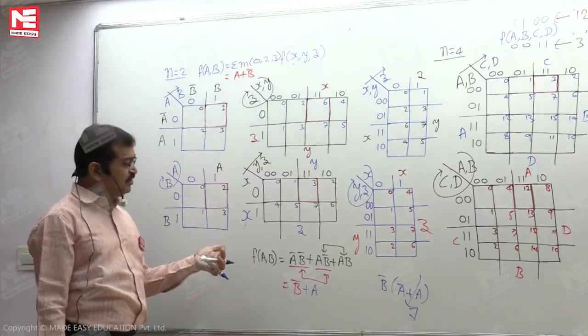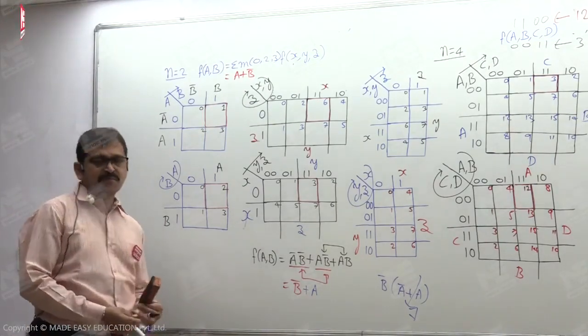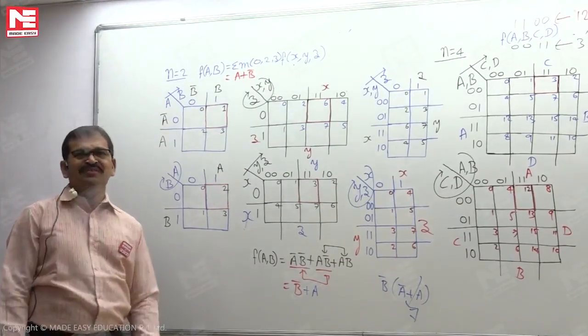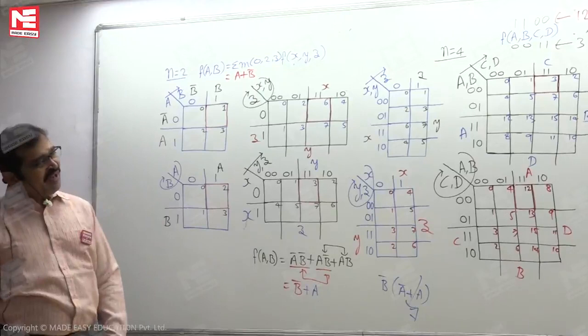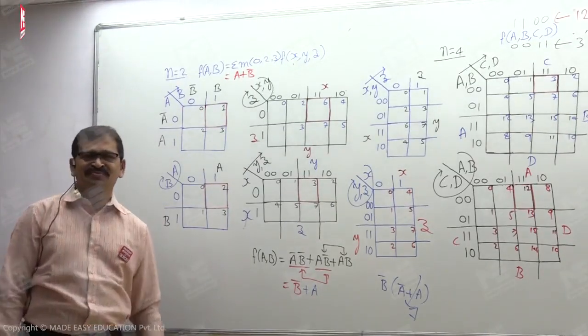Directly from the K-map we must read this simplified expression. We said the K-map is an alternative way of writing the truth table. What is the work we are doing in the truth table? The similar work we need to do here also.